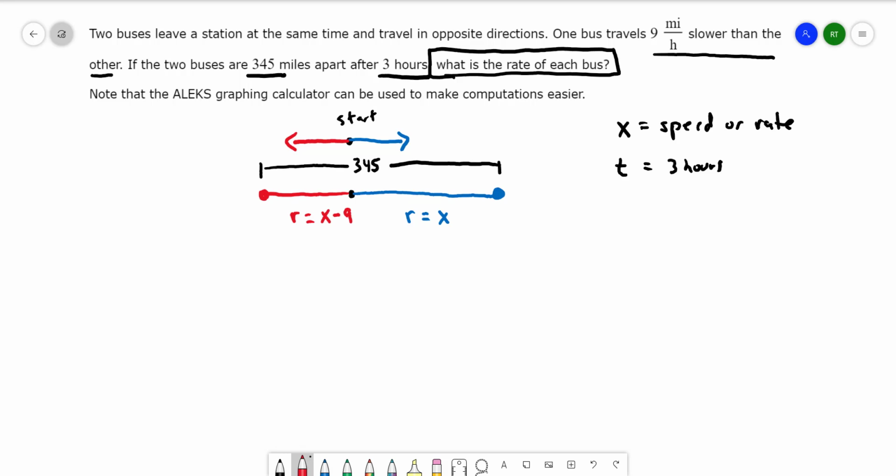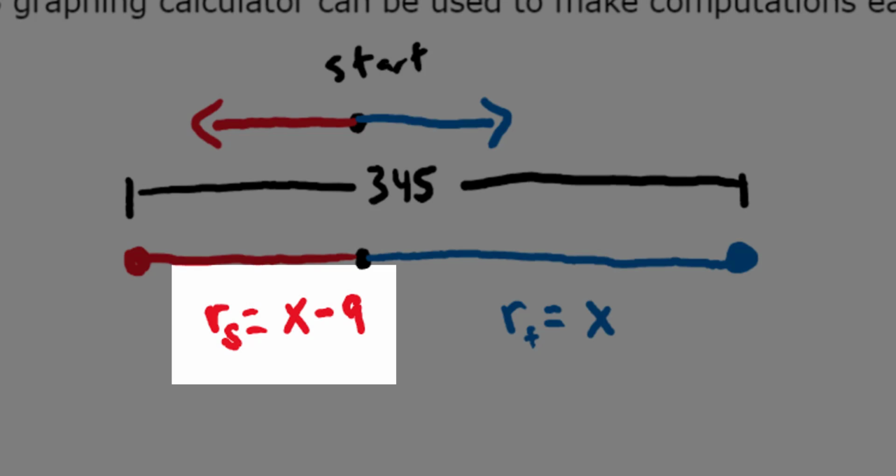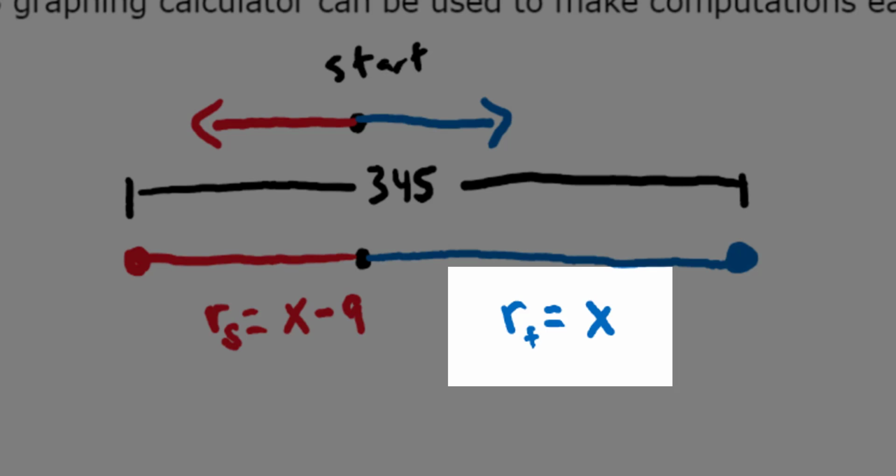And just to add a little bit more notes, in the red, I'm going to put a little s down here to represent slower, and for the blue one, I'm going to put an f here to represent my faster one. So when I read it, the rate of the slower one is equal to x minus 9. The rate of the faster one is equal to x.